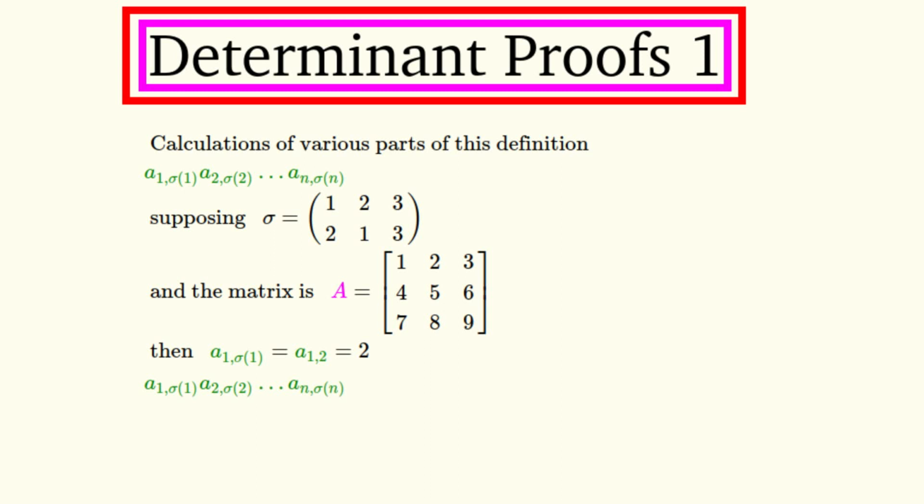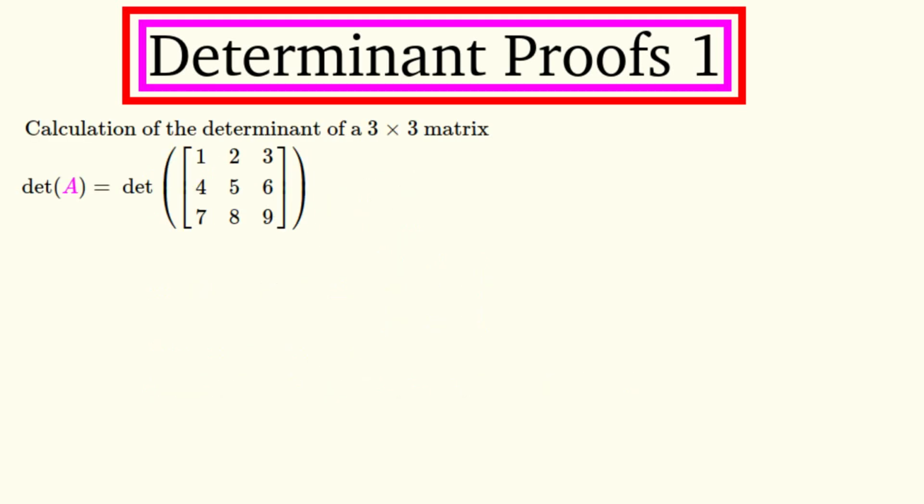Now to calculate a product of matrix entries. We'll calculate the values of sigma from the permutation function above. Then we'll use these indices to find their values in the given matrix and multiply them together. And this is the value of this product.